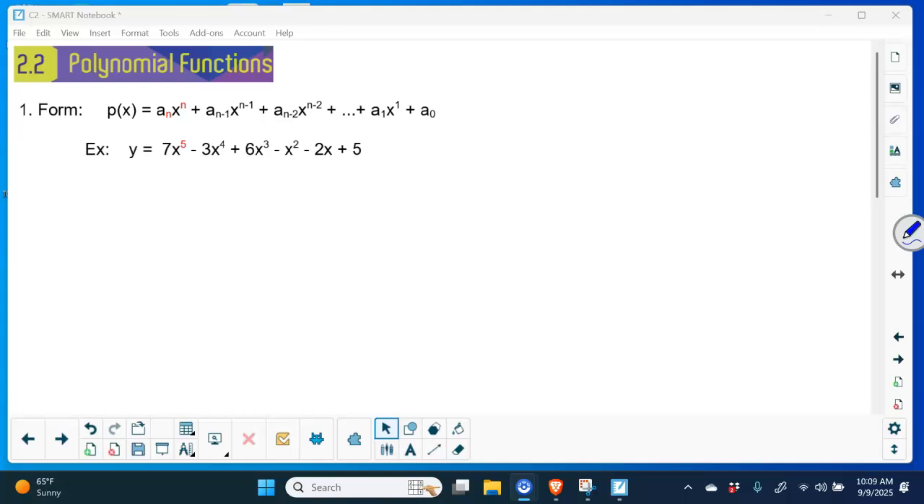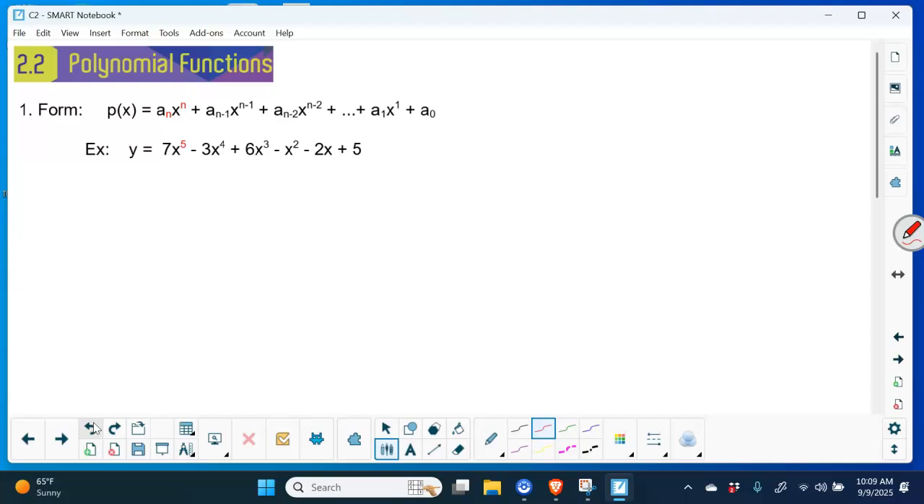Okay, so this is 2.2, polynomial functions. We have here the form, and it can confuse some students. I'm looking right here, right? a sub n x to the n plus a sub n minus 1 x to the n minus 1, and then it goes on, right? Minus 2, dot, dot, dot, all the way down to a sub 1 x to the 1, a sub 0.